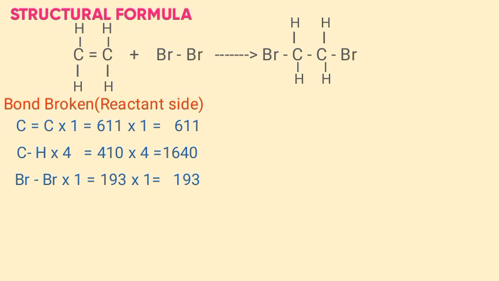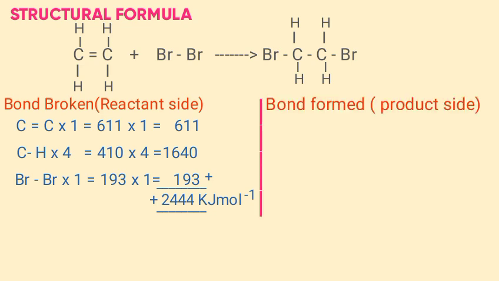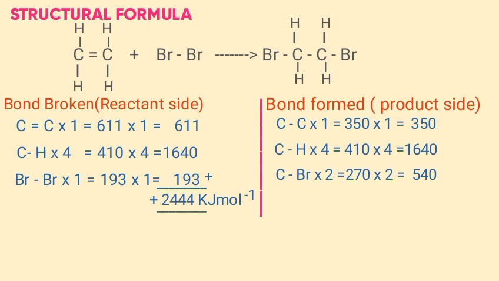You have Br-Br times 1, 193 times 1, is equal to 193. If you add the three values, you get plus 2444. Bonds formed occur on the product side. You have C-C times 1, 350 times 1, which is equal to 350. C-H times 4, 410 times 4, 1640. We have C-Br times 2, 270 times 2, that is 540. If you add all of them, you get negative 2530.